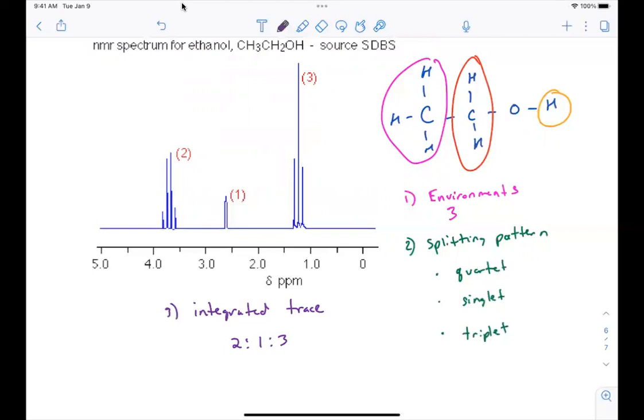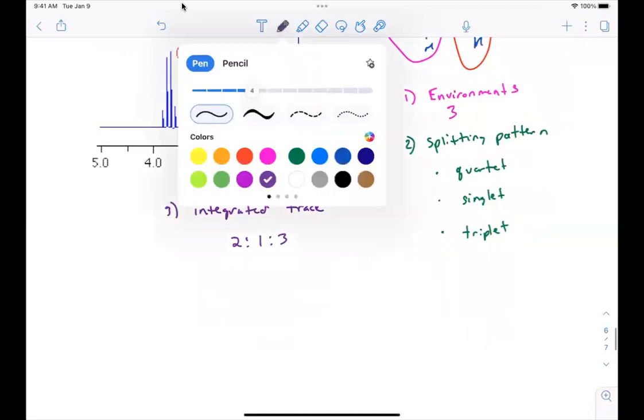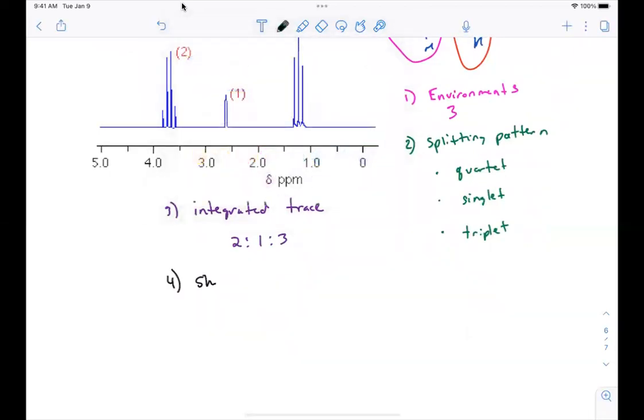Correct. Now, what are the ratios of hydrogens in our structure that we've drawn over here? Yeah, 2 to 1 to 3, or 3 to 2 to 1, whatever way you want to write it. So that matches up, right? So that's the third thing you want to think about. Okay. The last thing is the shifts.